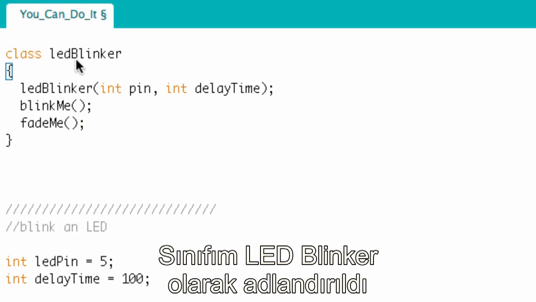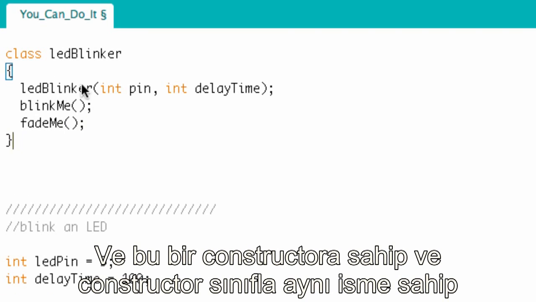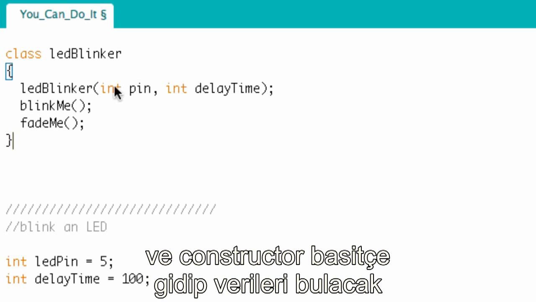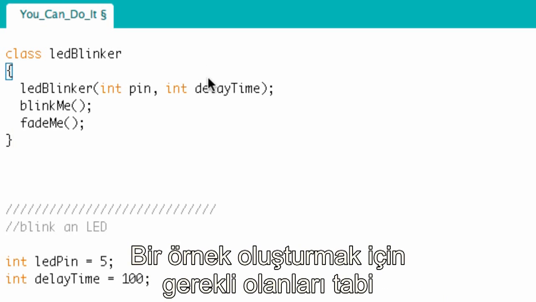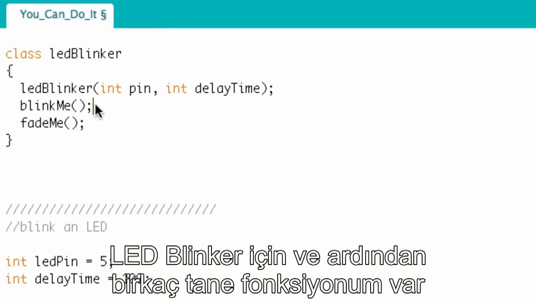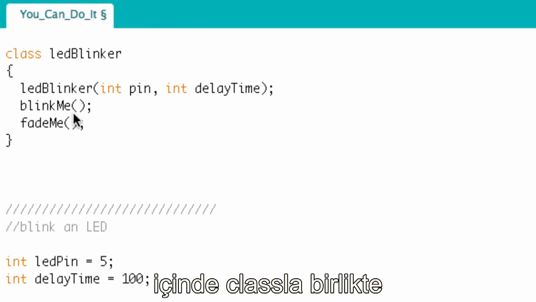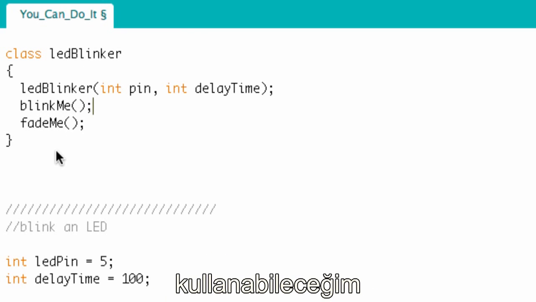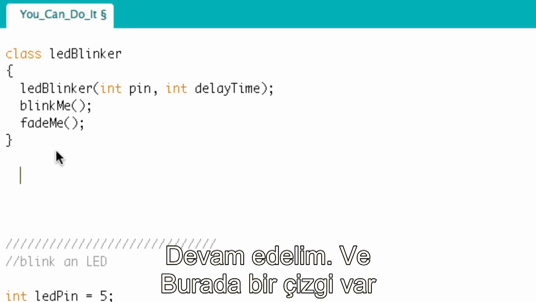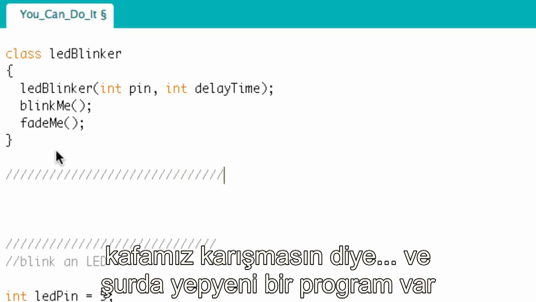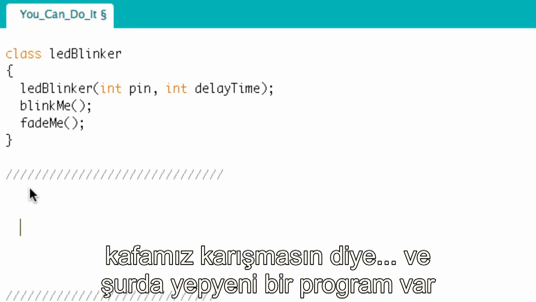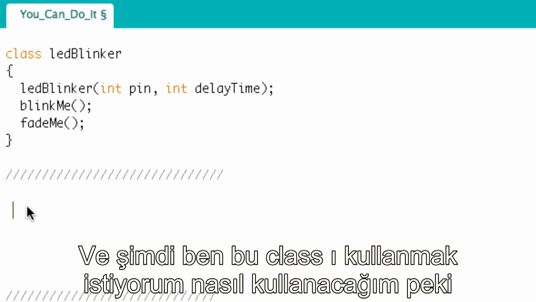Okay, so here is my class. The class is called LED blinker. It has a constructor. The constructor is the same name as the class, and the constructor is basically going to define some arguments that I have to pass in order to create an instance of LED blinker. And then I've got some functions inside here that I can use with my class. Okay, so let's go ahead. I'm going to make another line here. Divide this in your brain, and pretend this is a brand new program. And now let's say I want to actually use this class.